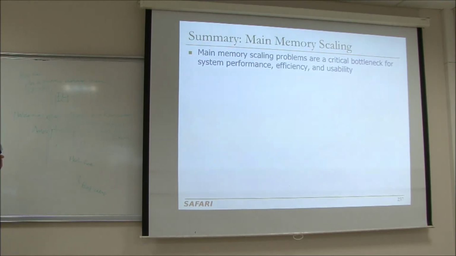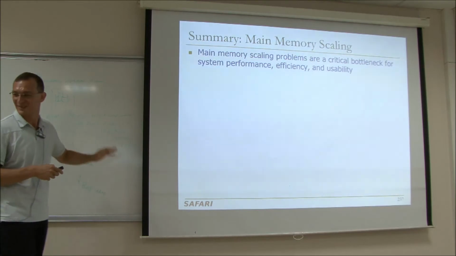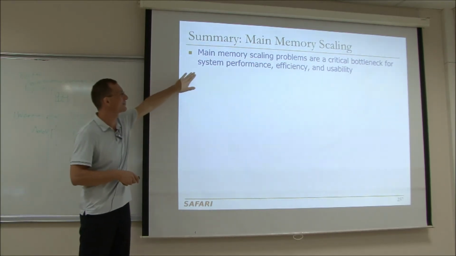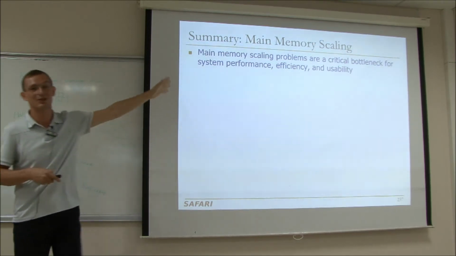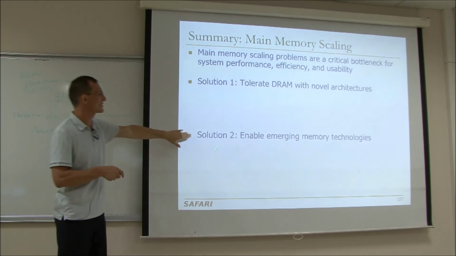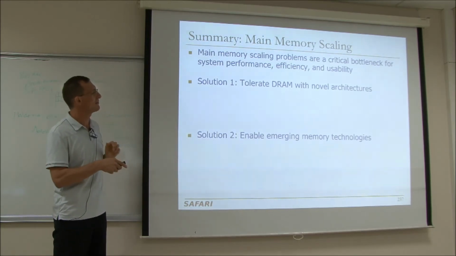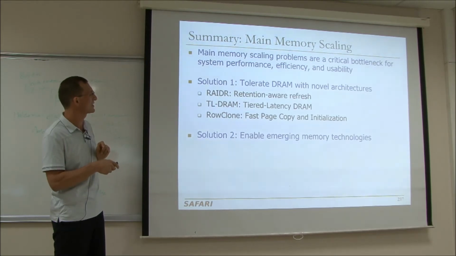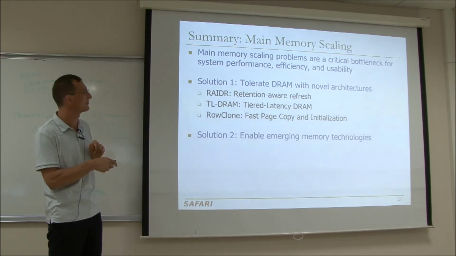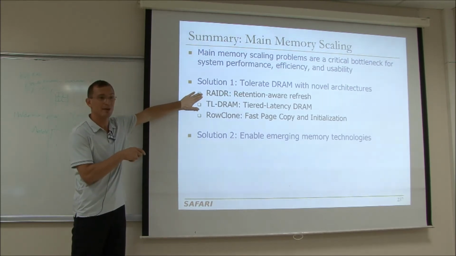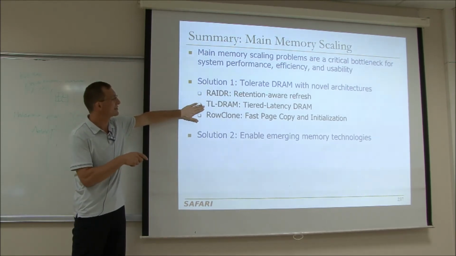Okay, so I think I'll conclude this part of the lecture. Basically, main memory scaling problems are, I think, a critical bottleneck for performance, efficiency, and even usability going forward. There are two solutions. I did not discuss this part. One is tolerating DRAM with novel architectures, and I think I've skipped a couple of things here, but you can add SALP here, subarray level parallelism. One problem was refresh. Retention-aware intelligent DRAM refresh is interesting. That reduces the refresh operation significantly.